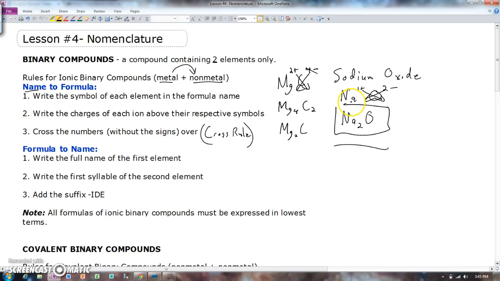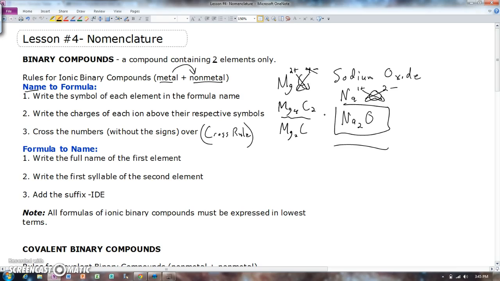Sodium oxide, we can see, is already reduced. You can't reduce that anymore. There's no common factor to divide by. So this one stays as Na2O. But magnesium carbide, we do reduce down to Mg2C. Okay? Now in reverse, we need to do the opposite.